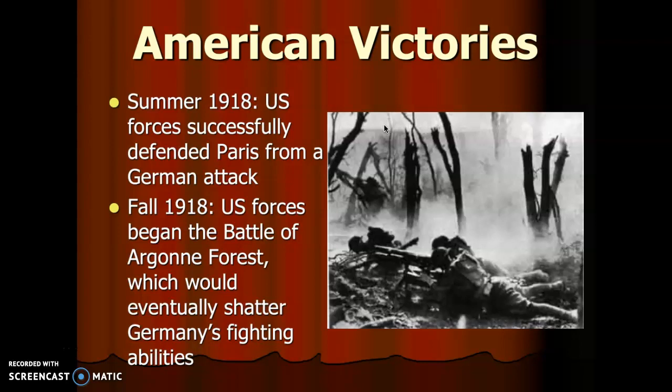The Americans come in 1917, fresh, full of resources, supplies, ammunition, guns, whatever is needed. And so they begin to push back the Germans. And Germany is going to be defeated.